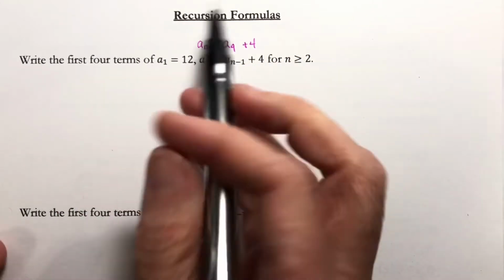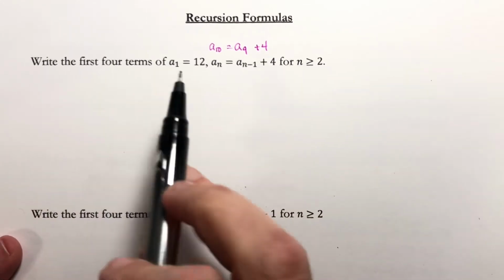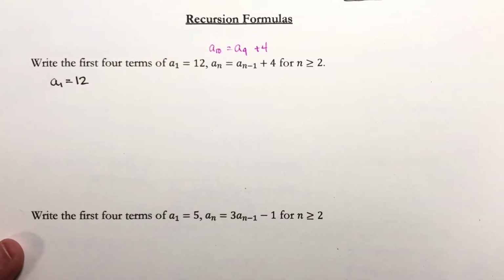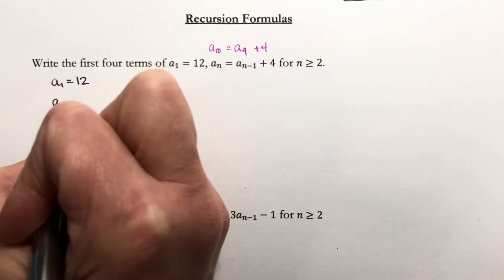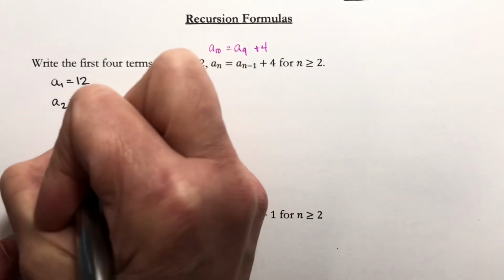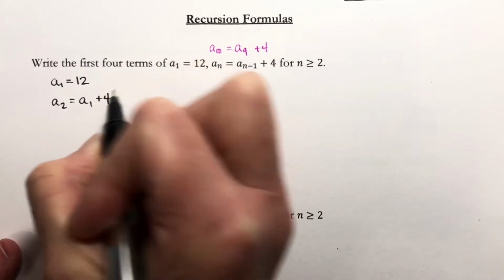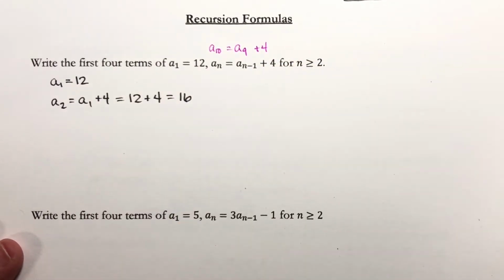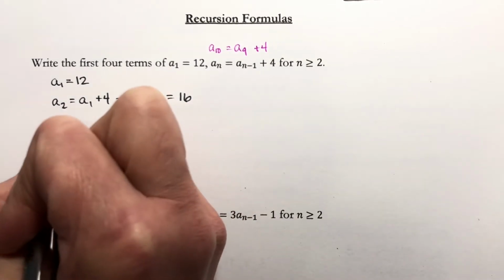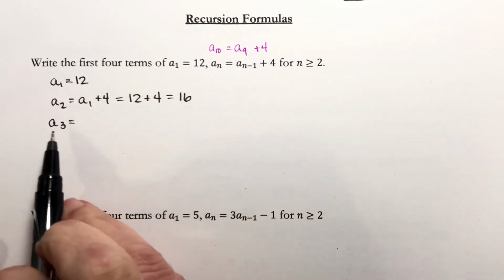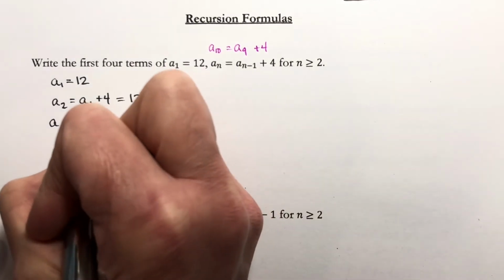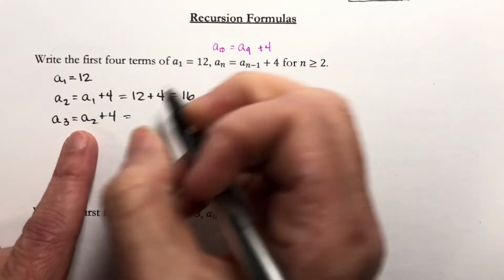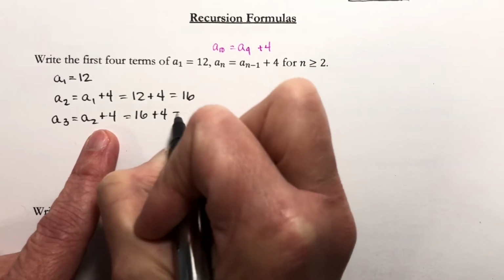Okay, now here you're asked to find the first 4 terms, and they give you your first term. It's a freebie. Your A1 is equal to 12. Now to find A sub 2, this says I go find A1 and then I add 4 to it. So this is 12 plus 4, which is 16. Okay, now let's find A sub 3. This would be A, 3 minus 1 is 2, so I go to A2 and then I add 4. So A2 is 16 plus 4, which would be 20.